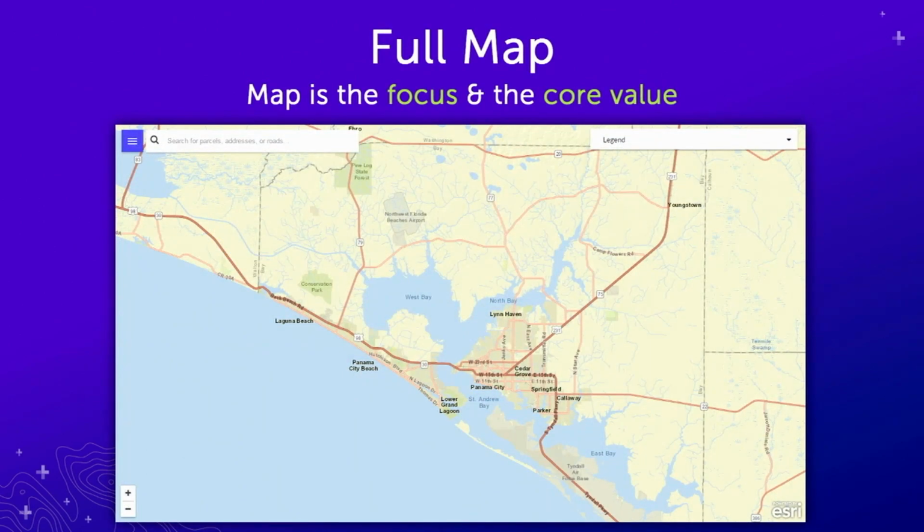So a question I get very often is, what kind of layout should I use? So let me introduce you to a couple of layouts and let's discuss the pros and cons for each of them. The first layout we call a full map. And the full map, I just demonstrated to you, is where the map is the main focus and the core value of the application. In many cases, those are paired with task-focused applications.